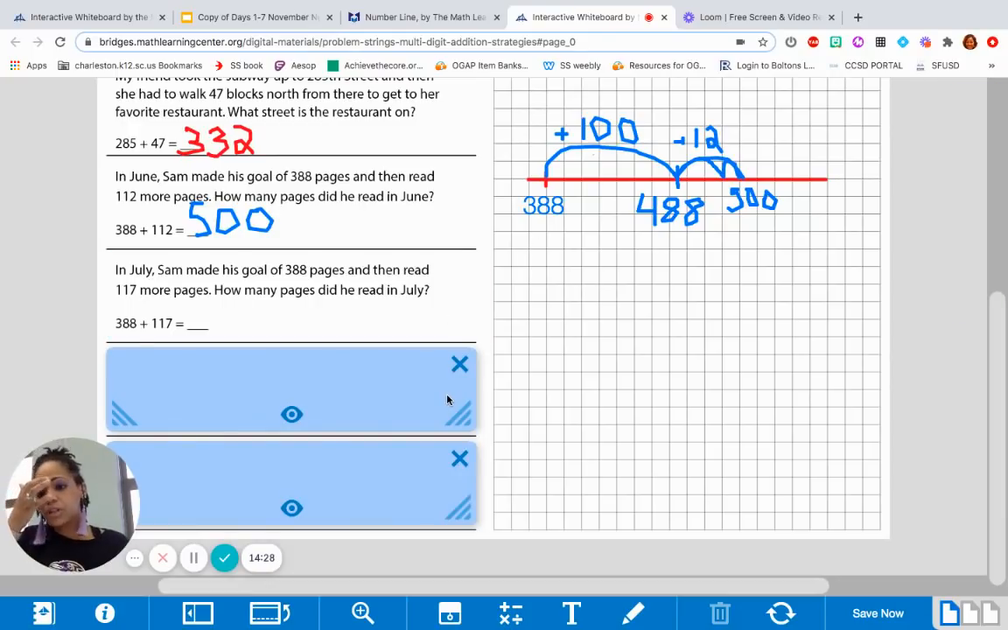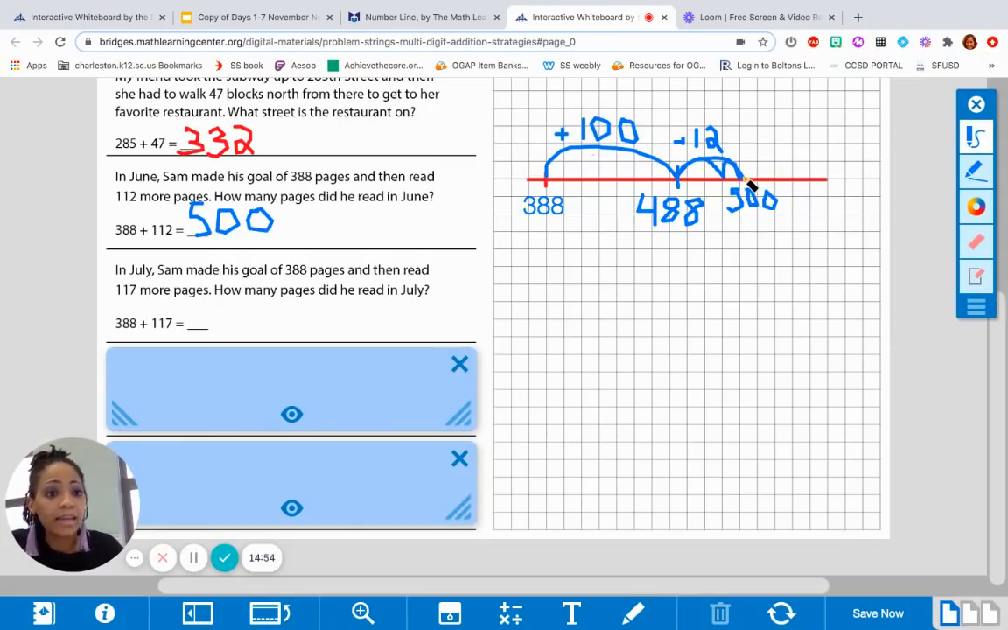All right. In July, Sam made his goal again. Then he read 117 more pages. How many pages did he read in July? Now I'm going to tell you, we just solved for 112. 117 is fairly close. How much more is 117 than 112? Right, 5 more pages. So what could I do to this same number line? I could add another 5. And if I add another 5, what am I going to get?